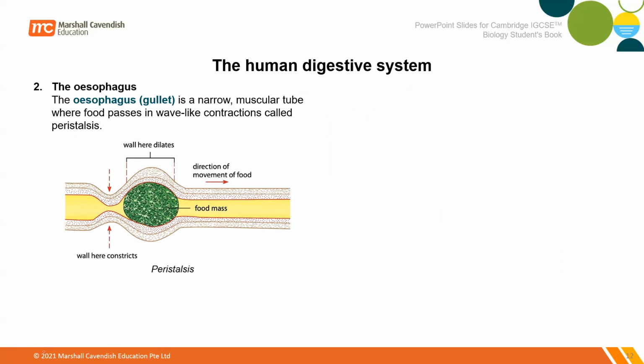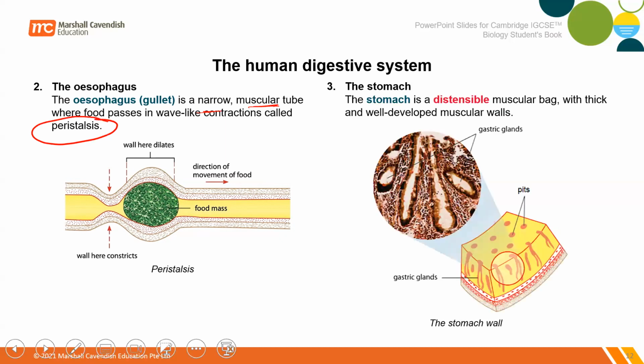The esophagus. The esophagus is a narrow muscular tube where food passes in wave-like contraction. This is called peristalsis. So peristalsis is a muscular contraction by which food will move through the esophagus. Very important to add or implement this in your answer.